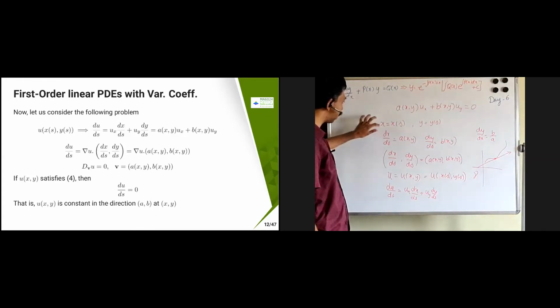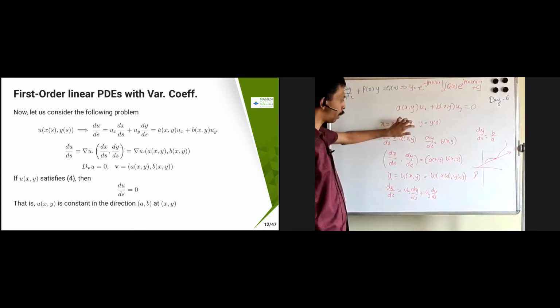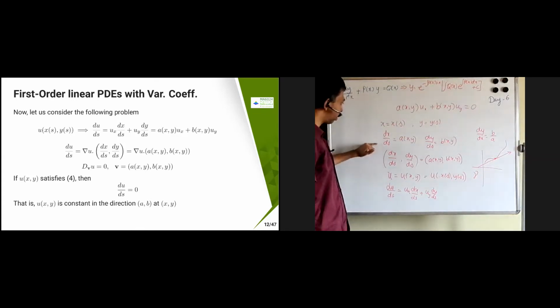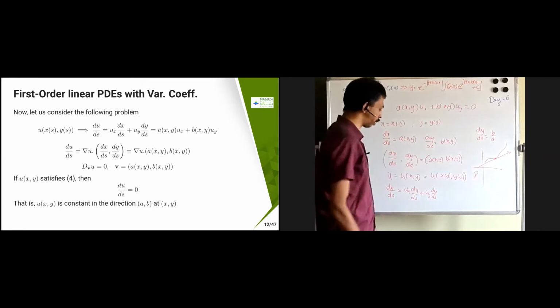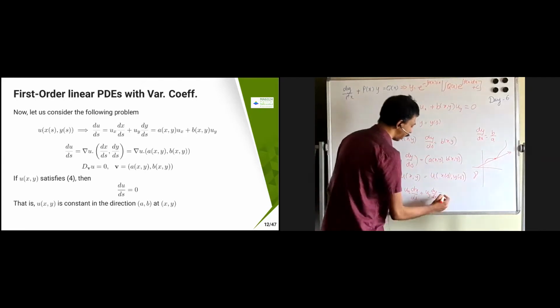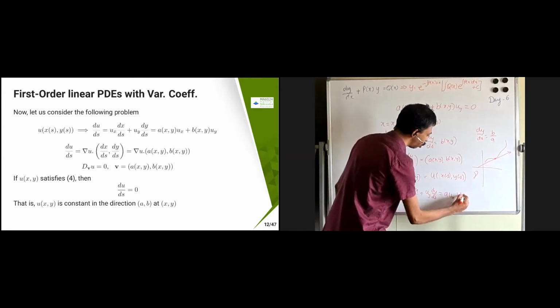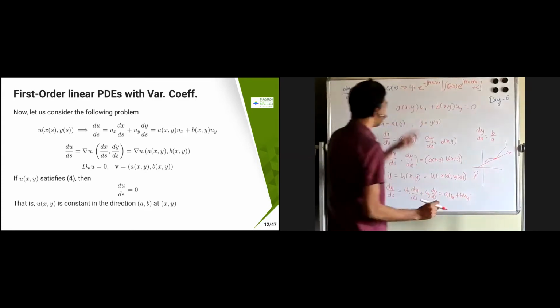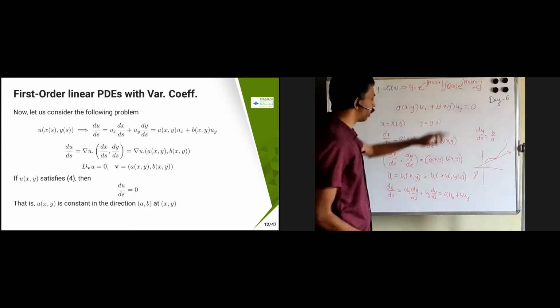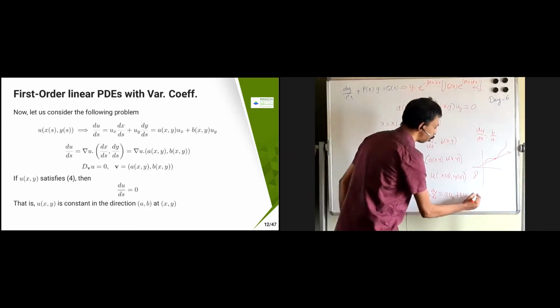I have chosen x equal to x of s and y equal to y of s in such a way that dx by ds, the tangential direction, is equal to a of x comma y, and dy by ds is equal to b of x comma y. So I can just replace it over here. What I will get is a into u_x plus b into u_y. But what is a u_x plus b u_y? That is nothing but 0.